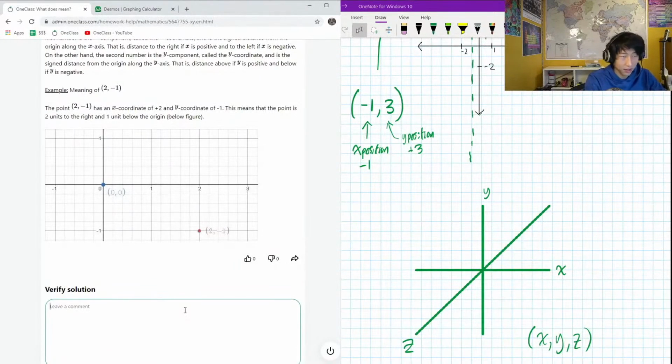But otherwise, this solution is good. The above solution is good. Big high five. Good job.